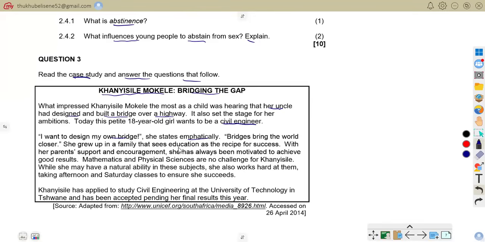She grew up in a family that sees education as the recipe for success. With her parents' support and encouragement, she has always been motivated to achieve good results. Mathematics and physical science are no challenge for Kanyisile. While she may have a natural ability in these subjects, she also works hard at them, studying in class to ensure she succeeds. Kanyisile has applied to study civil engineering at the University of Technology, and has been accepted pending her final results this year.